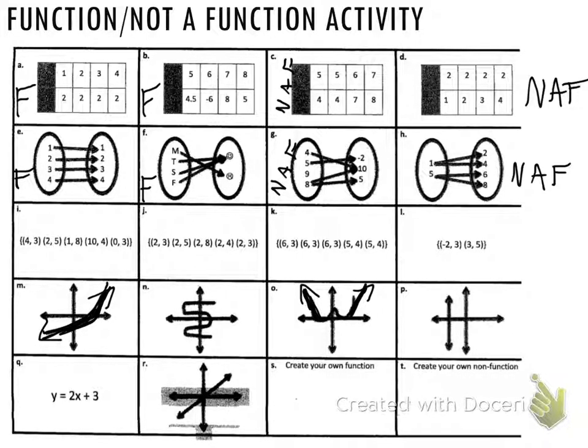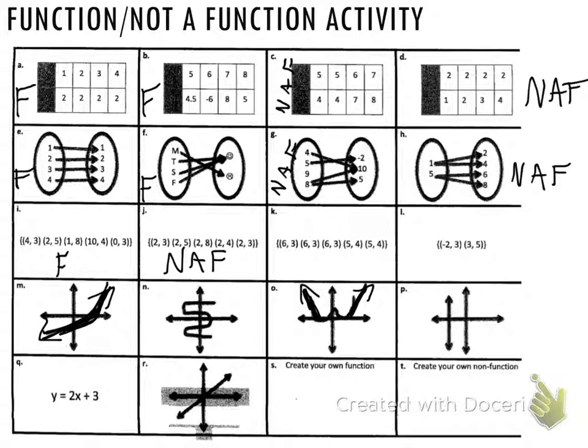Okay, my third row, my sets of ordered pairs. I have 4, 3, 2, 5, 1, 8, 10, 4, 0, 3. Function, not a function. Function. None of my x values are repeating, so it's a function. Questions on I? What about J? Not a function. What's my only x value there? 2. It's going to 20 million different mailboxes, isn't it?